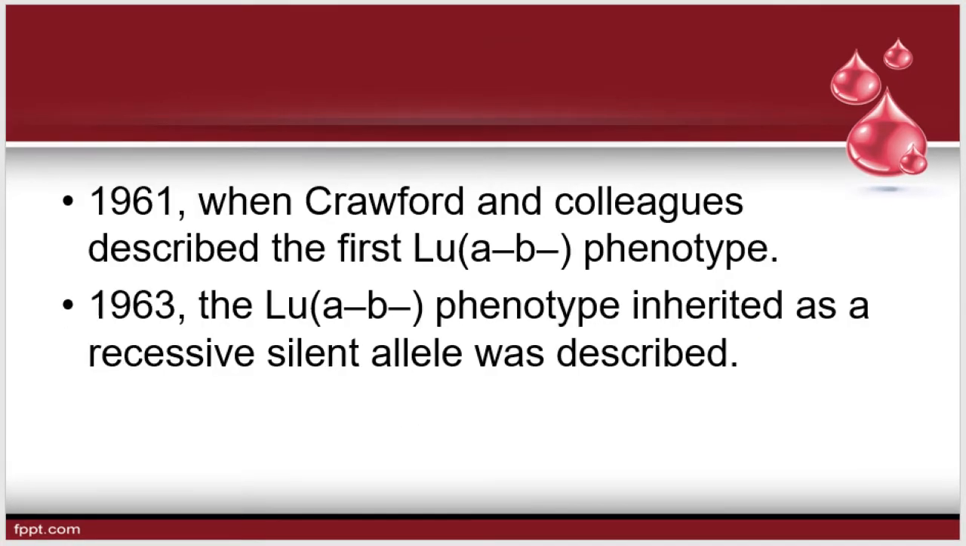In the year 1961, Crawford and colleagues described the first LU A negative and B negative phenotype, so the blood group system appeared completely in 1961. Unlike most null phenotypes, this one demonstrated dominant inheritance. In 1963, the LU A negative and B negative phenotype inherited as a recessive silent allele was described.